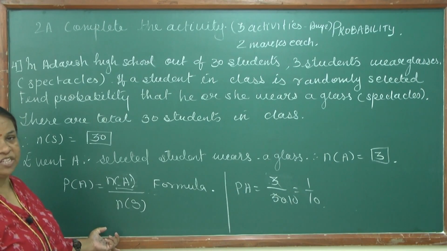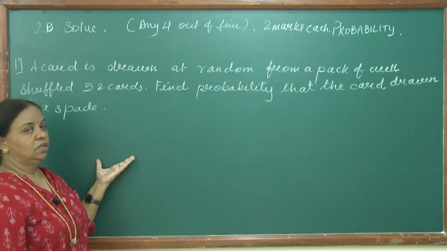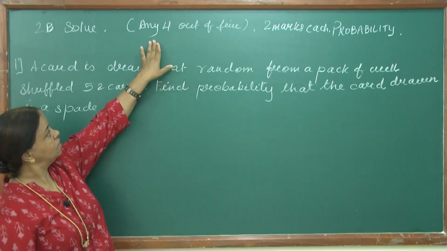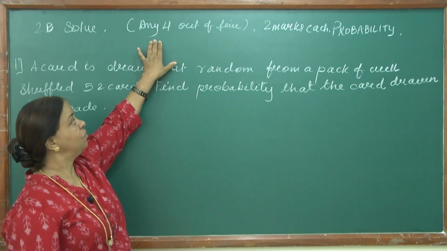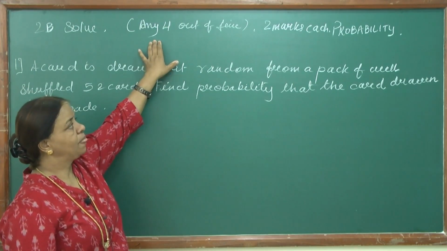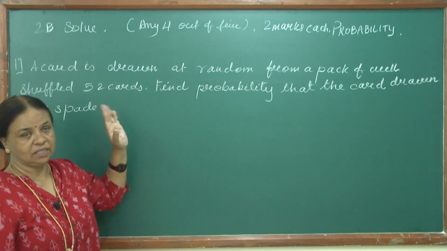For such an easy question. Question number 2B, we have to solve the following, children. Out of 5 questions, any 4 will have to be attempted. You have to attempt only 4 questions and each one is of 2 marks, from the chapter Probability.